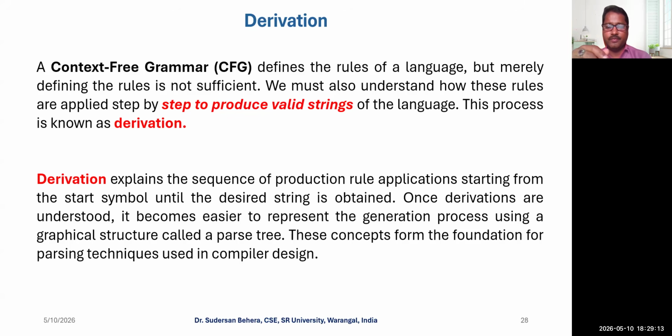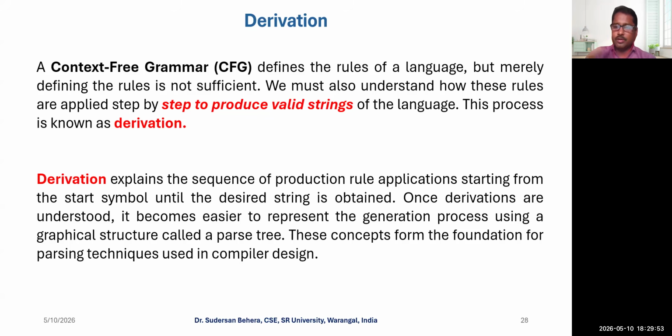One tree has multiple names. Parse tree. Once you understood the process of derivation, it will be easy to understand the string generation process, and it is easy to represent the process by using a graphical structure. That graphical structure is nothing but the tree. And what is the name of the tree? The name of the tree is parse tree, also known as derivation tree, also known as syntax tree.